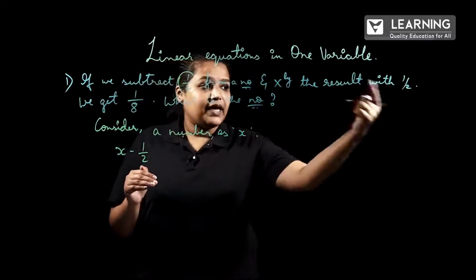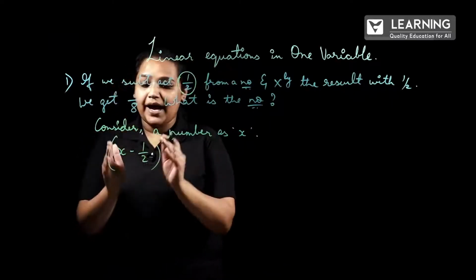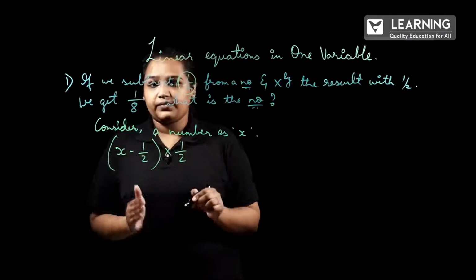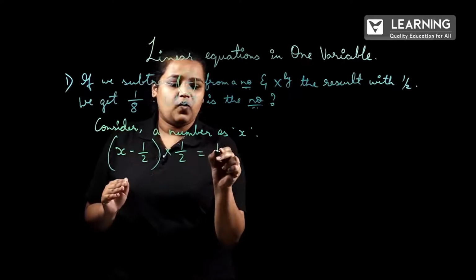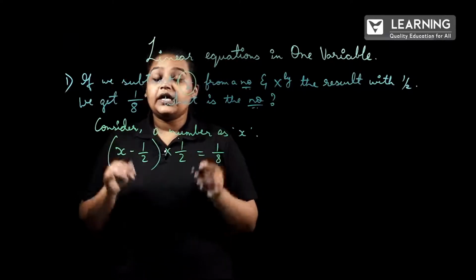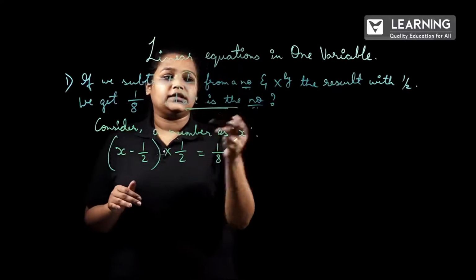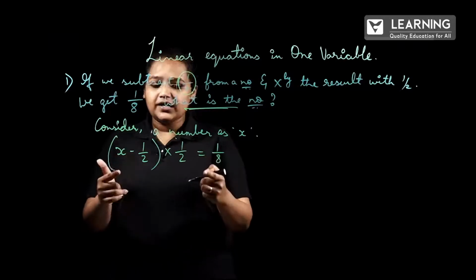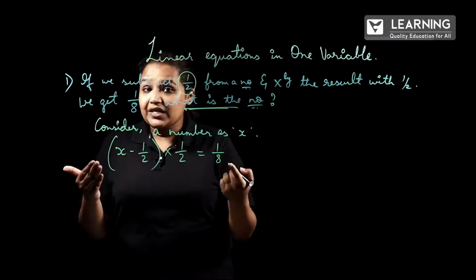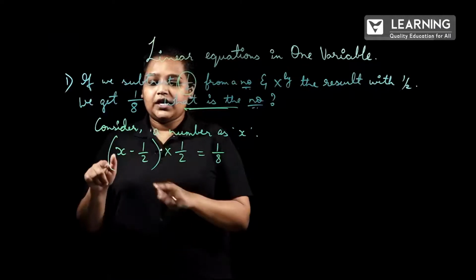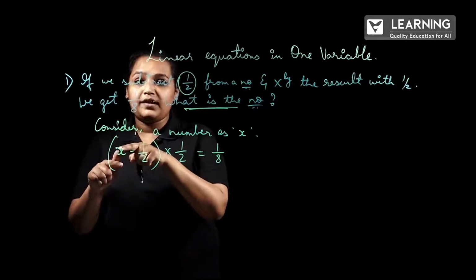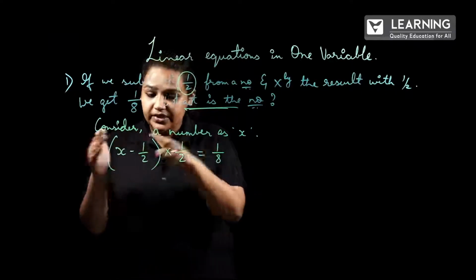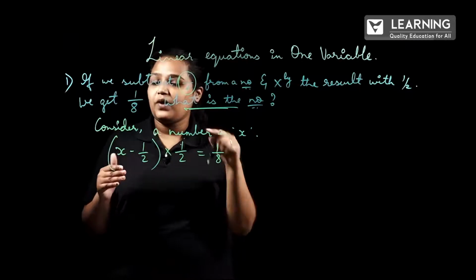Then multiply the result with 1 by 2, again half. We get 1 by 8 as the answer. Now what we have to do? We have to find out the value of the number. We don't know that number. So here is the question from which we got the equation: half is subtracted from a number and the result is multiplied with half again, where after solving this we will be getting the answer as 1 by 8.